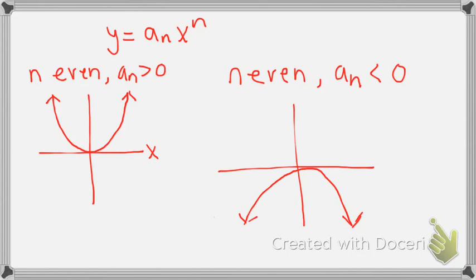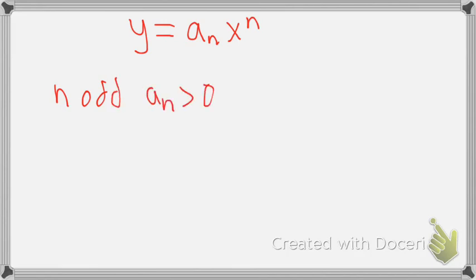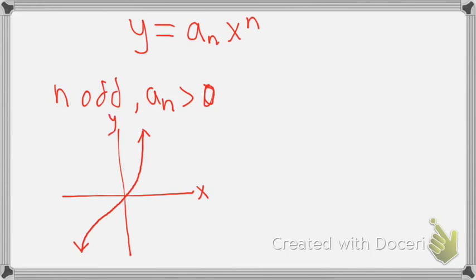Now, what if the power on the leading term is odd? Again, if it's y equals a_n x to the n, if n is odd and a_n is positive, think about something like x cubed as an example. The graph is going to start in the third quadrant, come through the origin, and increase. So there's the x and y axis.